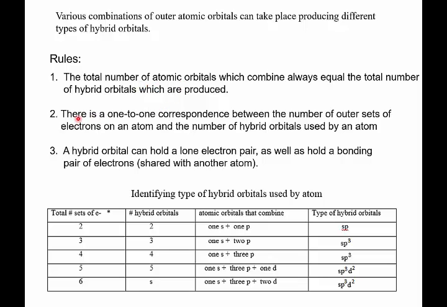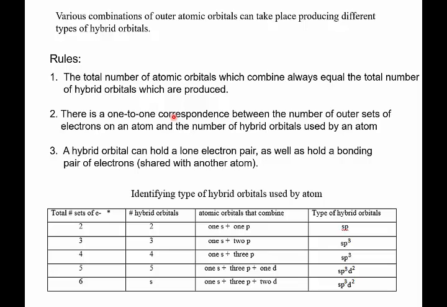Second rule, this is important. There's a 1-to-1 correspondence between the number of outer sets of electrons in an atom and the number of hybrid orbitals used by that atom. And let's see if we can see some examples of that. What you basically do is when you have your completed molecule, you know the structural formula, you look, for example, at the central atom, and you count up the total number of sets of electrons. And the way that I define sets is important.